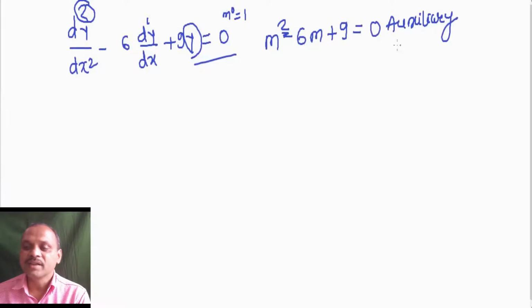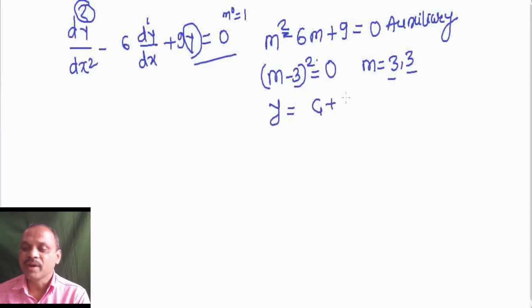Now friend, this is the expansion of (m - 3)² = 0. Then here m is equal to 3, but this is a square term, so this is a repeated root and the roots are equal. So very simple. Then the solution of this differential equation is y = (c1 + c2 x) e^(m1 x). What is m1? m1 is 3. So e^(3x). This is the solution of the differential equation.